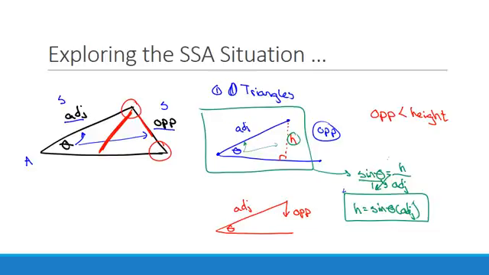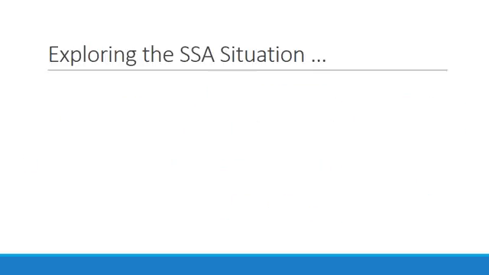Okay, so before I go to the next slide, also remember, whenever your opposite side is less than the height, you're going to have 0 triangles. Okay, let's look at now then one triangle. One triangle can actually occur a couple different ways.